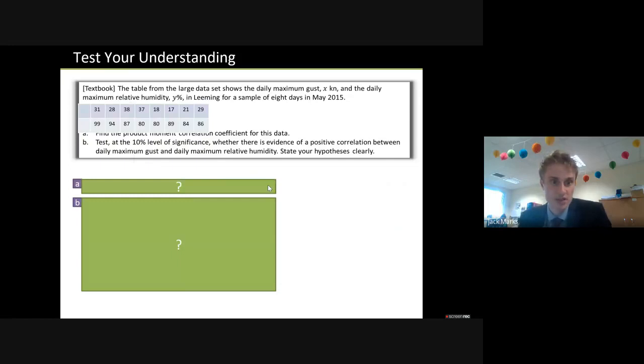Okay, so pause the video and have a go here. Step 1 is putting this into your calculator to find this value and then test it at the 10% significance level. To get your number from this, have a look at the Edexcel formula booklet. If you go to the end, you're looking for the PMCC values. So pause here and have a quick go.